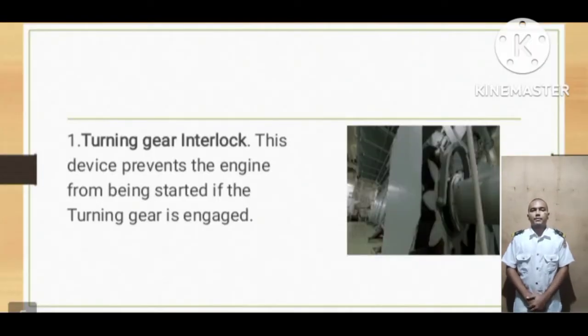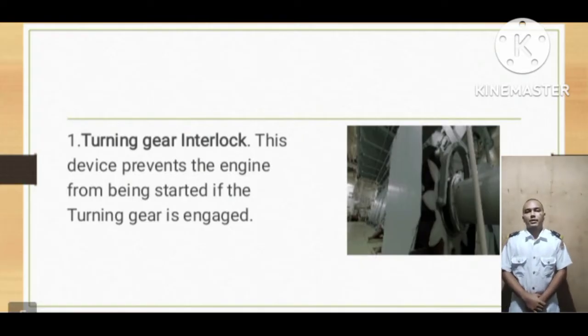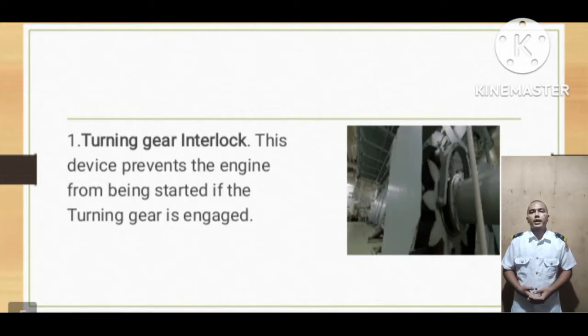Turning gear interlock. This device prevents the engine from being started if the turning gear is engaged. So simple as that. The turning gear interlock is another important device that prevents the admission of the starting air to the engine cylinders when the turning gear is engaged. Thus, the interlock is necessary to prevent accidents.